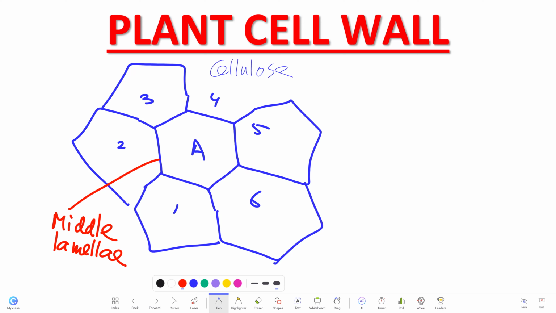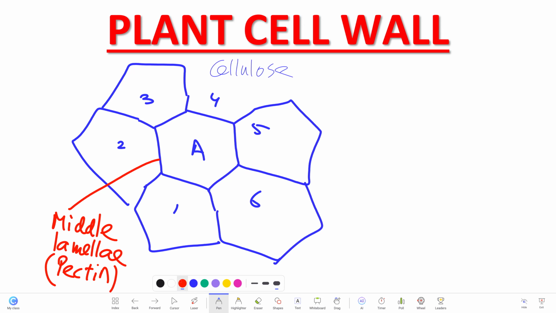Middle lamella is made up of pectin. Heard about pectin? No. Okay. It's a chemical called pectin. Calcium pectate. That's the middle lamella. So what's a common cell wall between two cells? Middle lamella. It's like a glue. It keeps cells stuck to each other. So it's a common cell wall.